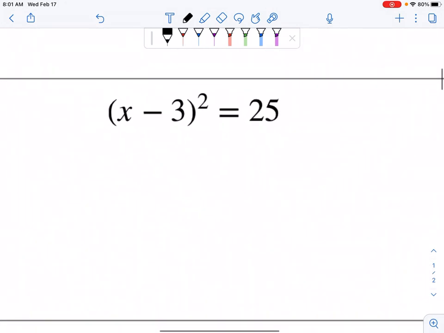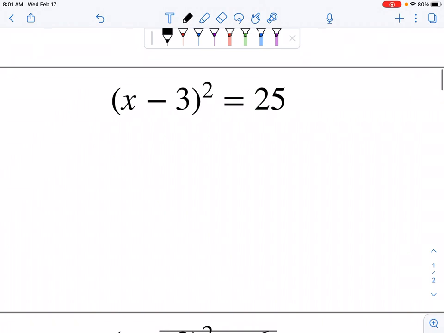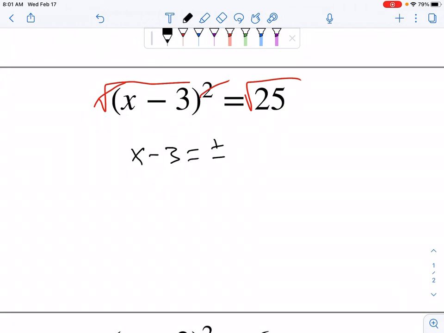Let's do another practice one here. In fact, I would encourage you to stop the video, pause it real quick, try this problem on your own, and then compare it to what I did. All right, so in order to get rid of that squared, we're going to take the square root. Then we'll have x minus 3 equals positive or negative 5.